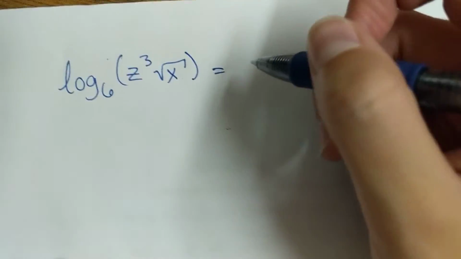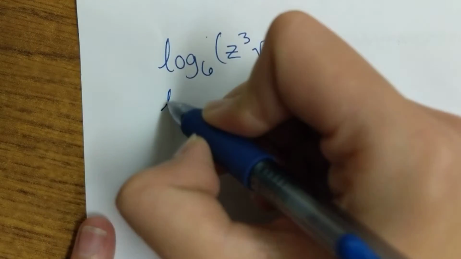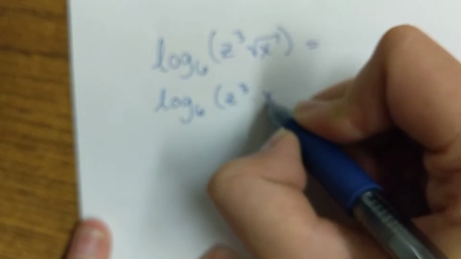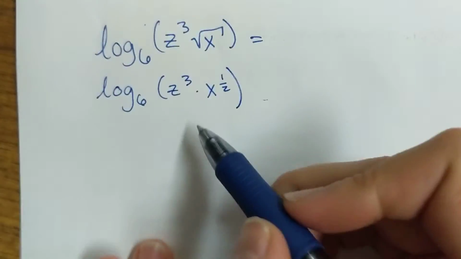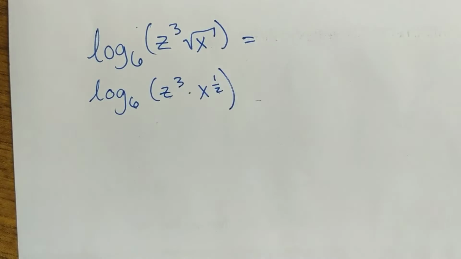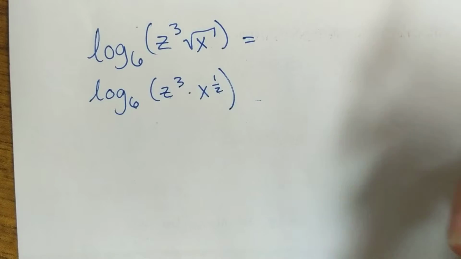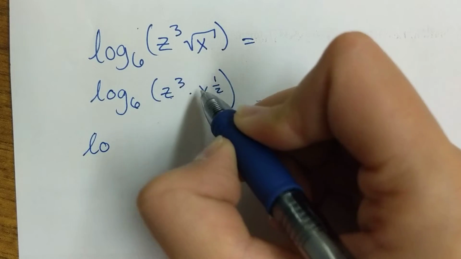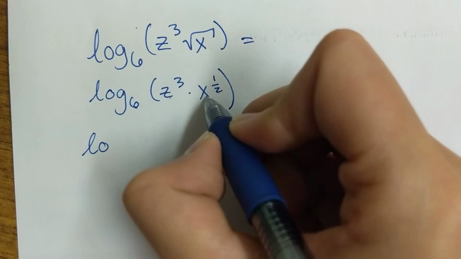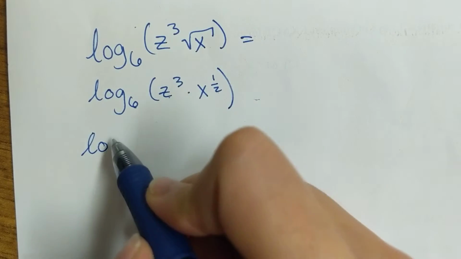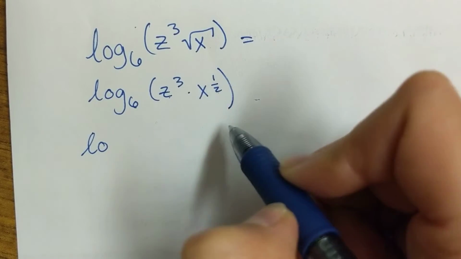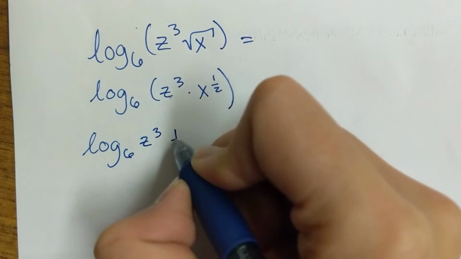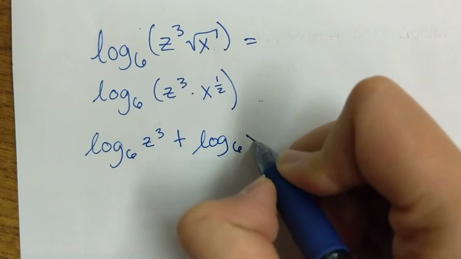So first, actually, I guess I'll go vertically. Log base 6 of z cubed times x to the 1/2. Now I'm taking the product of these two things, so I'm going to turn it into log base 6 of each one of these, but the sum. When you're multiplying, you can expand it to be log base 6 of the first piece plus log base 6 of the second piece. So log base 6 of z cubed plus log base 6 of x to the 1/2.